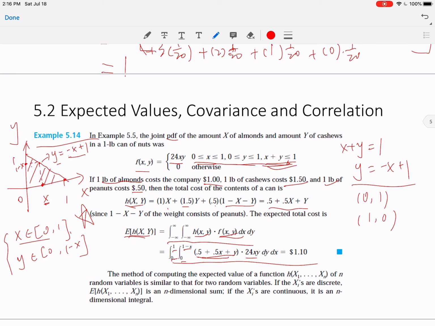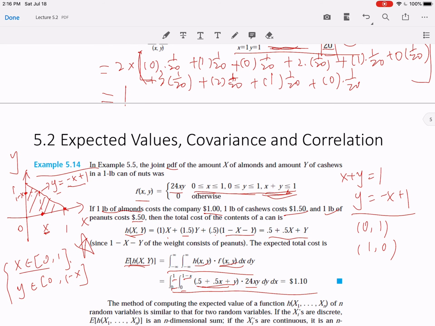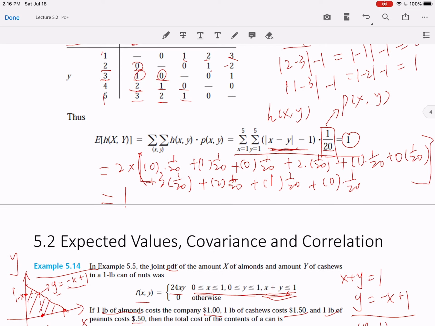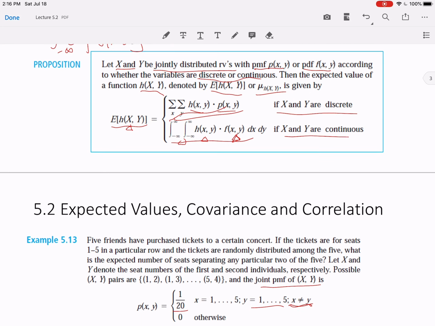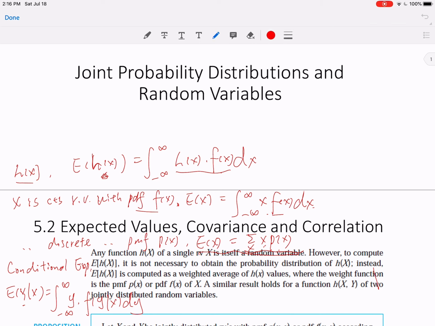All right, that's pretty much all I want to talk about for expected values. The idea is pretty much the same as what we saw before. If you want to find the expected value of a random variable or of a function, you just need to integrate the function of the random variable multiplied by the PDF. You just integrate the product, and you will find the expected value. All right, that's pretty much all for this video.